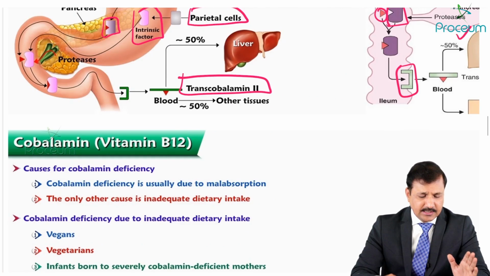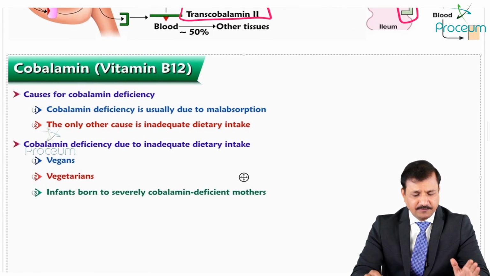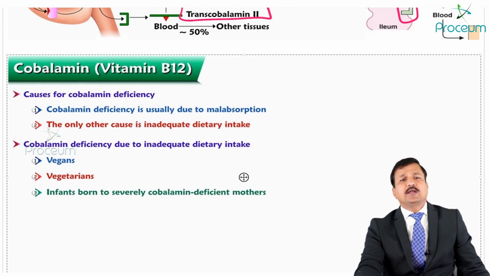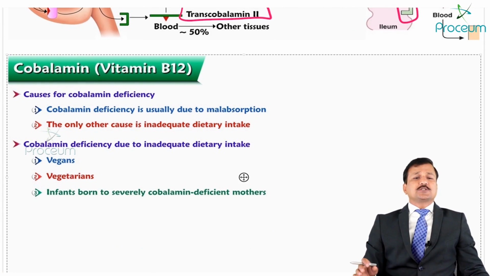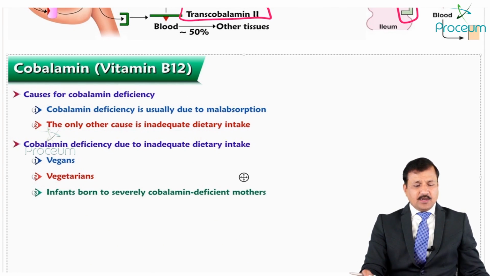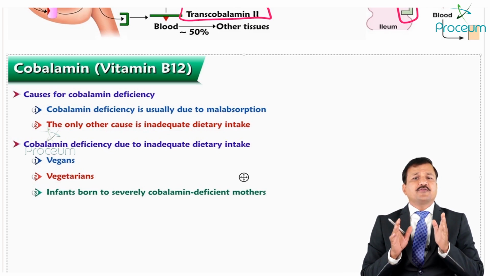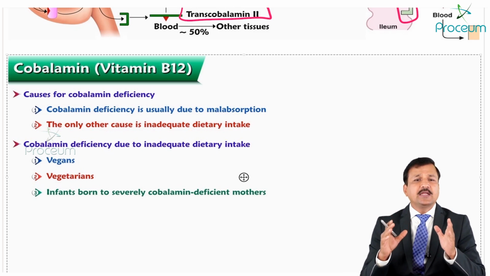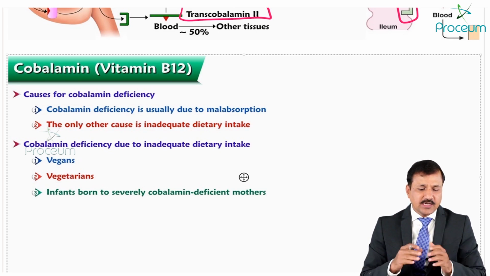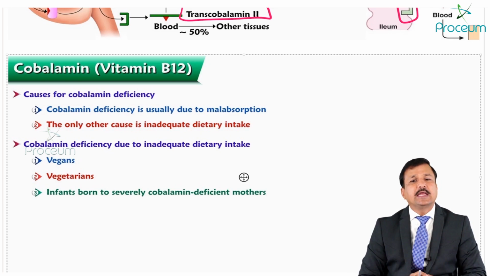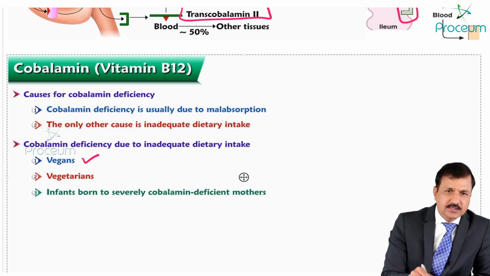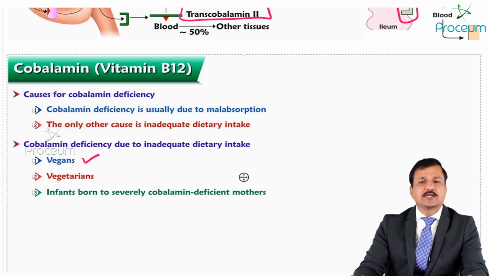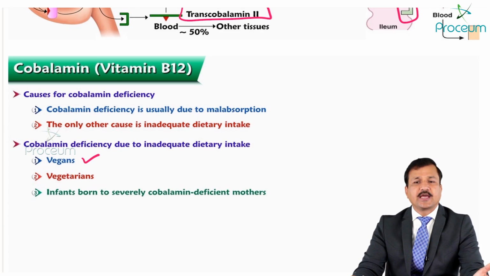Now, let's look at some of the causes for cobalamin deficiency. The causes can be malabsorption of cobalamin in the intestine, or simply inadequate dietary intake. First, let's look at the causes for inadequate dietary intake of cobalamin. It is seen in vegans. Cobalamin deficiency is commonly seen in vegans who omit meat, fish, eggs, cheese, or anything that comes from an animal source.